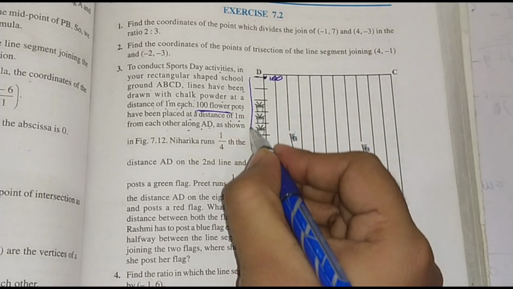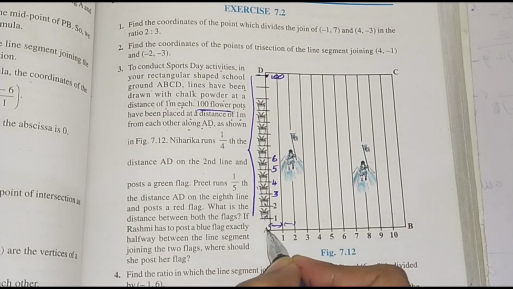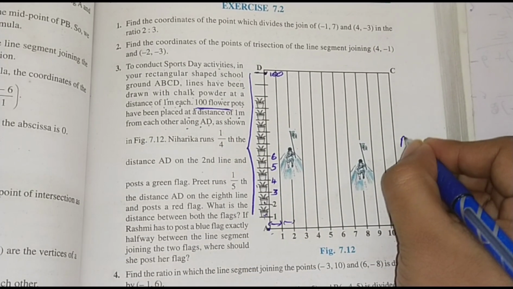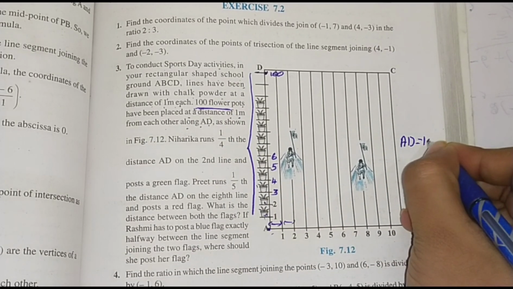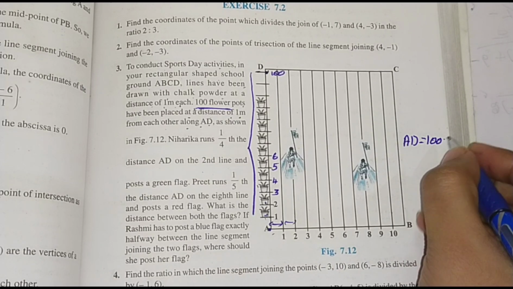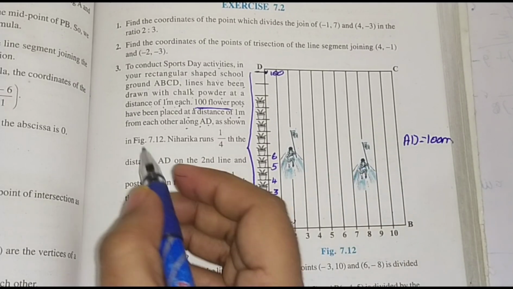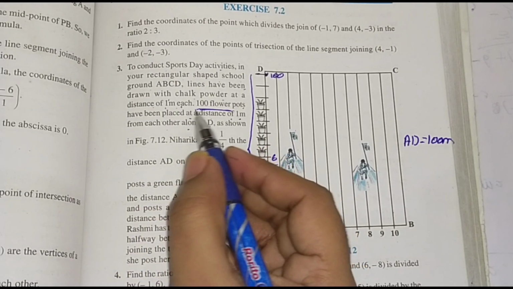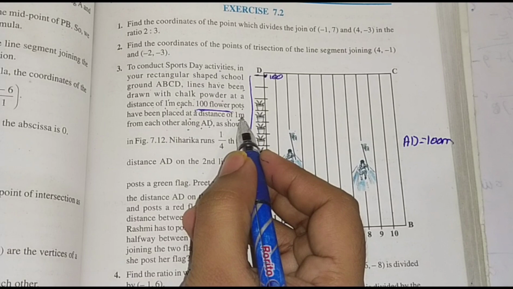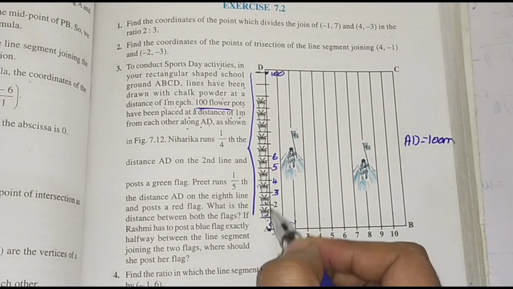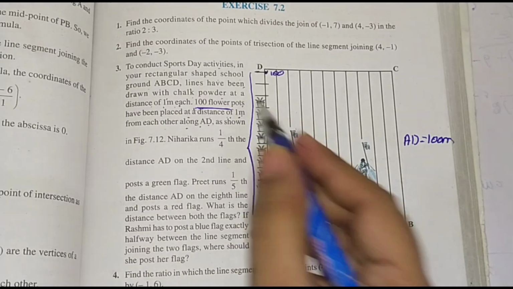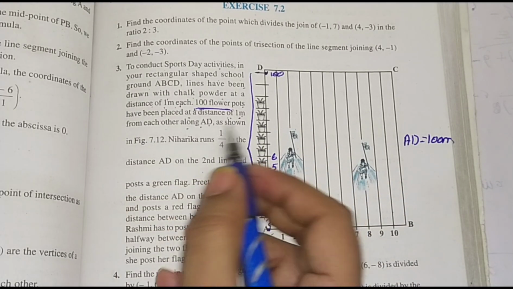So the total distance from point A to point D is 100. AD equals 100 flower pots, so the total distance AD equals 100 meter. The distance between two flower pots is 1 meter, so the total distance from A to D is 100 meter, as shown in the figure.